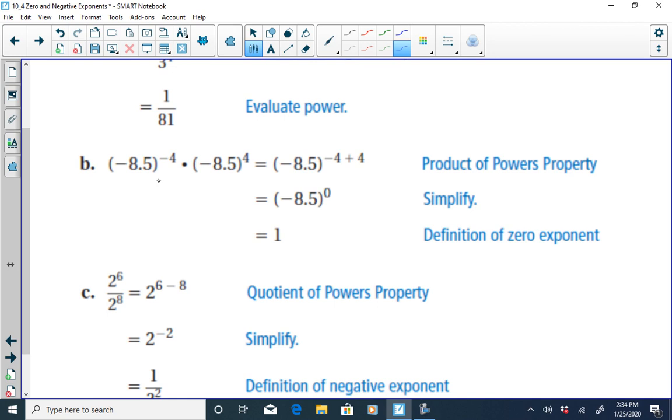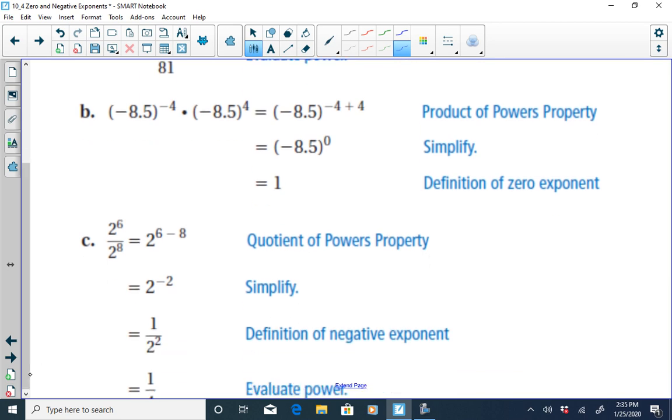If we take a look at this next one, negative 8.5 to the negative fourth times negative 8.5 to the fourth. If we're using the product of powers property here, that's going to be negative 8.5 to the negative 4 plus 4, which is negative 8.5 to the 0 power, and anything to the 0 power is going to be equal to 1.